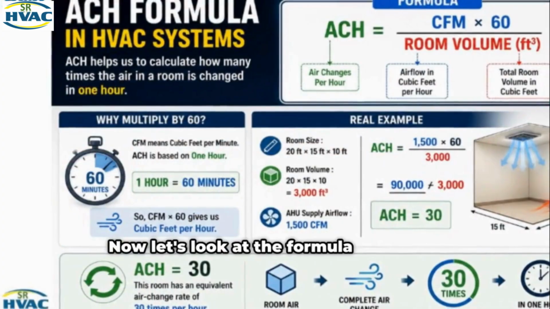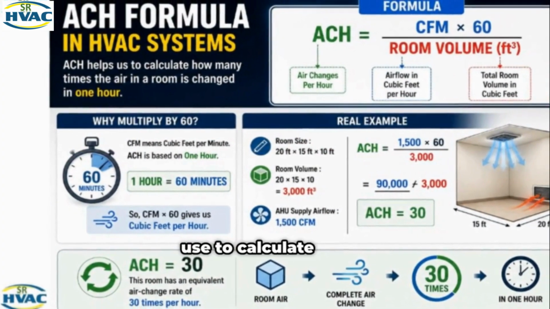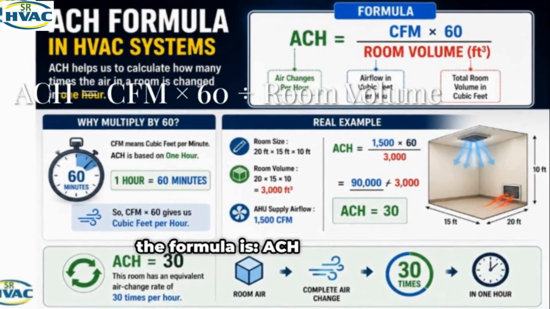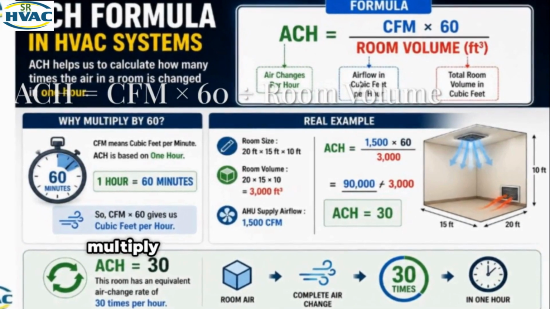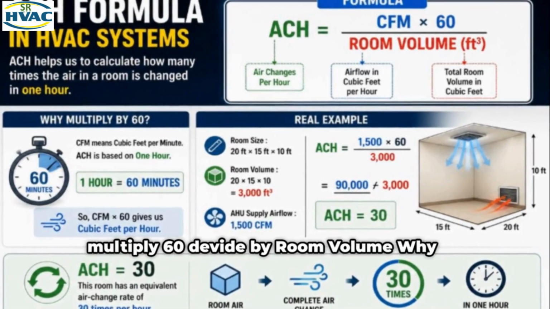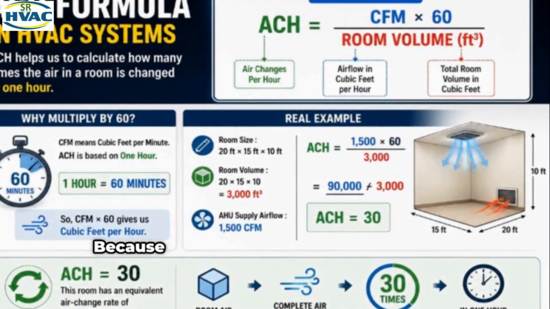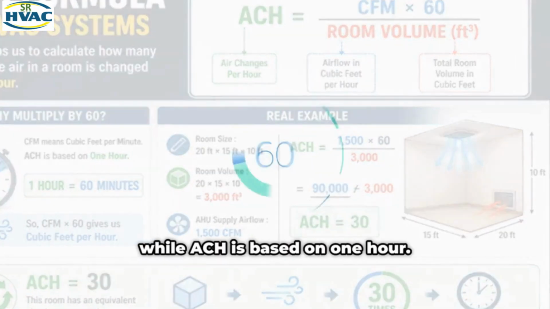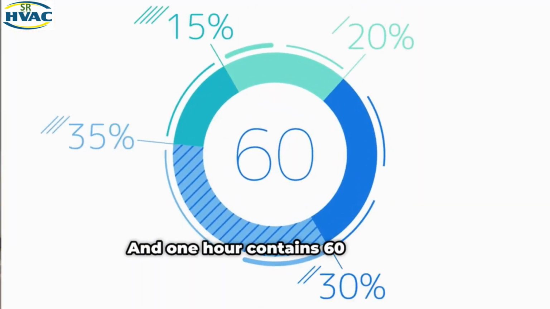Now let's look at the formula engineers use to calculate ACH. When airflow is measured in CFM, the formula is ACH equals CFM multiplied by 60, divided by room volume. Why do we multiply by 60? Because CFM means cubic feet per minute, while ACH is based on 1 hour, and 1 hour contains 60 minutes.